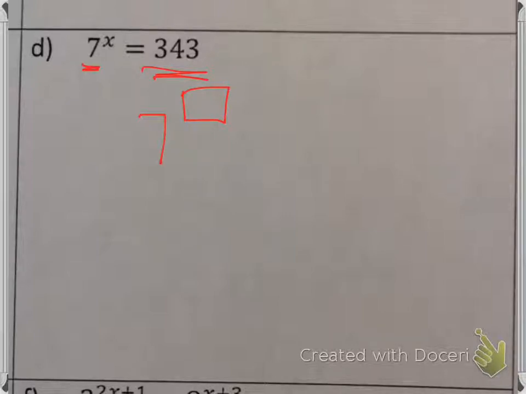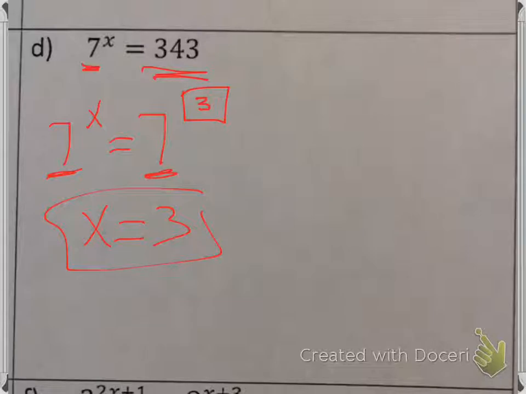So grab your calculators and do 7 to the 1st, 7 to the 2nd, 7 to the 3rd, 7 to the 4th. Just keep raising your number 7 to powers until you get 343. So I figured out that 7 to the 3rd power is 343. So 7 to the x equals 7 to the 3rd. Now that they're in the same base, I can go x equals 3 and I can be done. So again, it's all about getting into the same base.